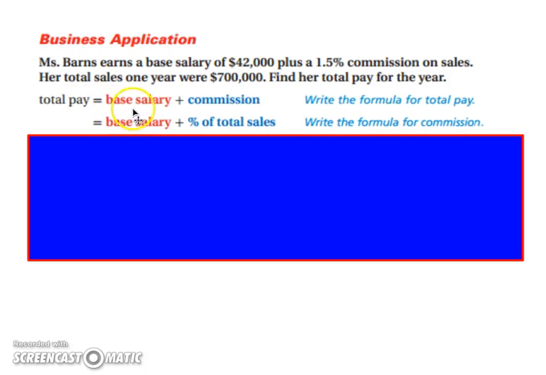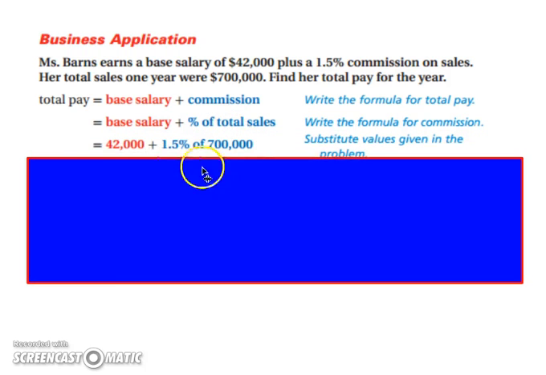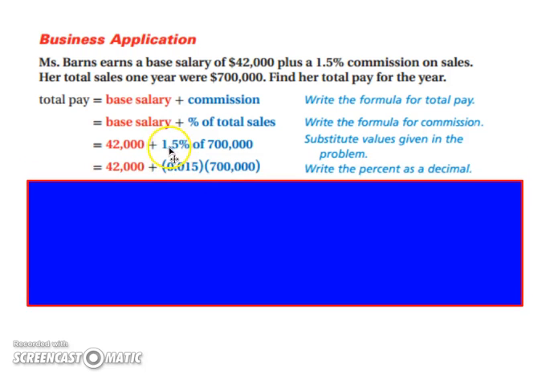So your total pay equals your base salary plus whatever you're going to get for your commission. The base salary is your $42,000. We need to figure out the percent of total sales. So $42,000 plus whatever 1.5% of $700,000 is. Well, you can't really multiply by a percent. How would you write a percent as a decimal? Move the decimal 2 places. So when you move the decimal 2 places, you can now do 0.015 times 700,000.